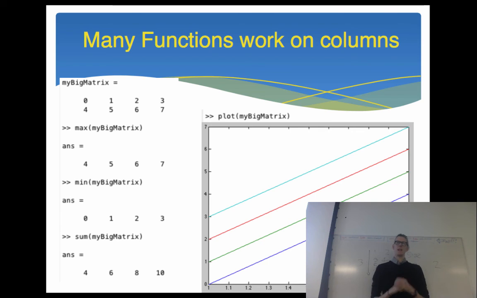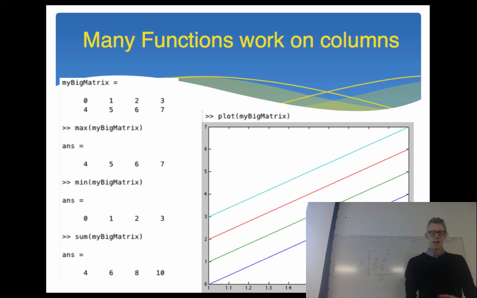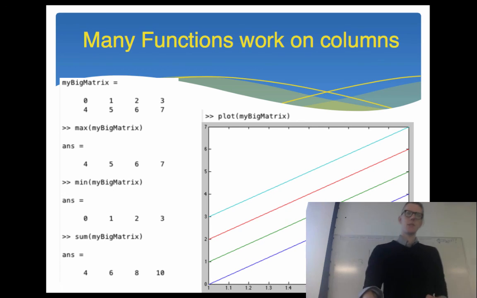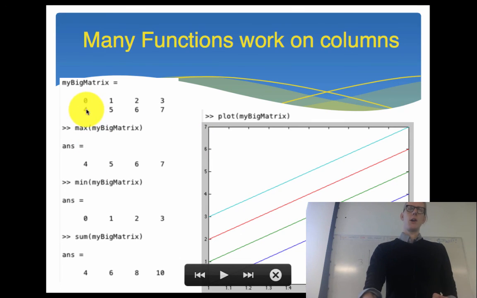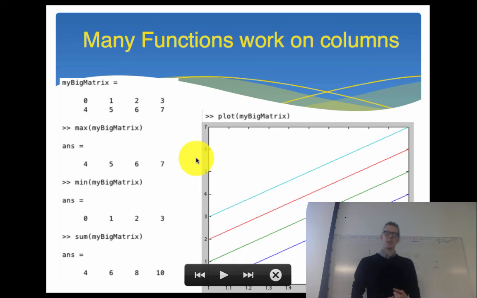If we take the max of my big matrix using this max function, you may expect it to return a single number, perhaps the largest element of our matrix, but what MATLAB does is it works column-wise and tells us the maximum element of each column. So be aware that many functions in MATLAB work in a column-wise manner. The max of my big matrix is going to be 4, because the biggest element in the first column is 4, 5, because the biggest element in the second column is 5, etc., etc.